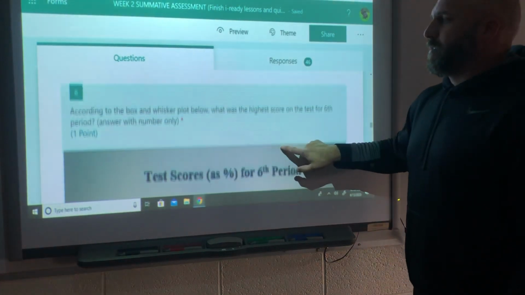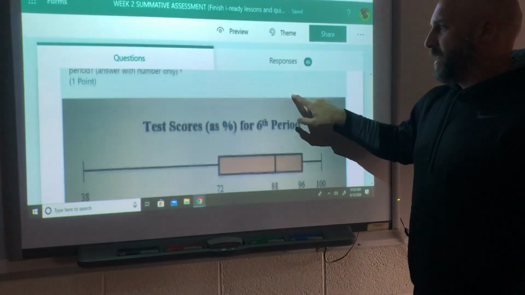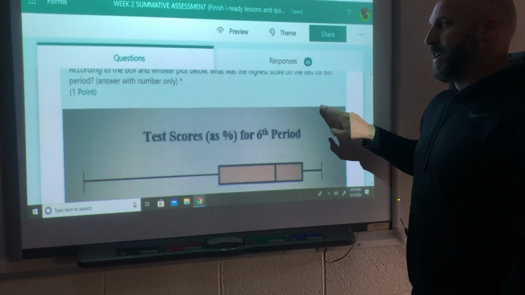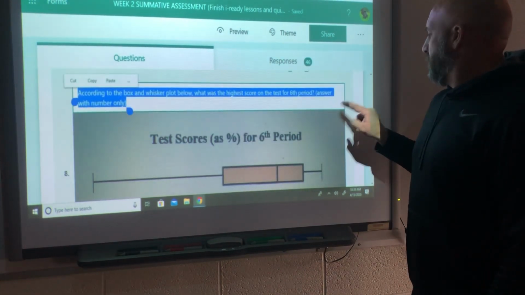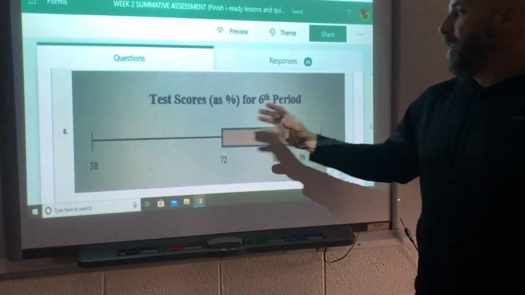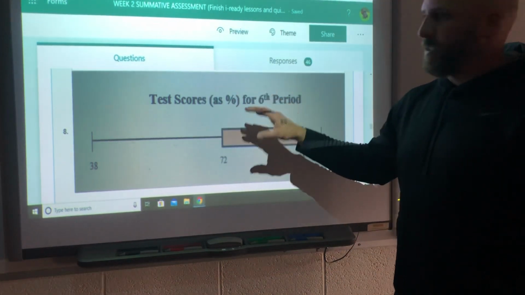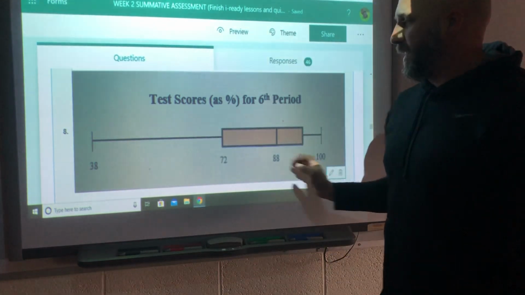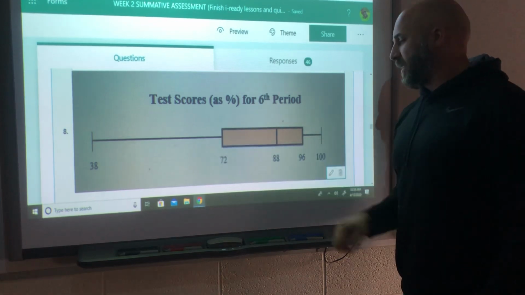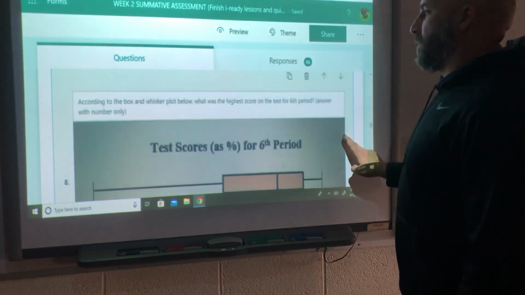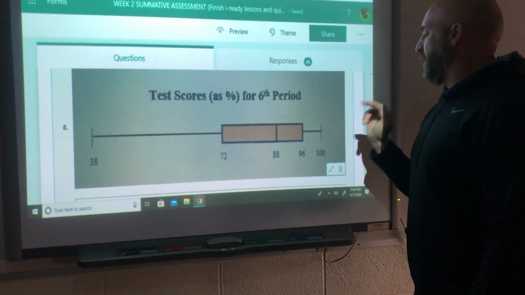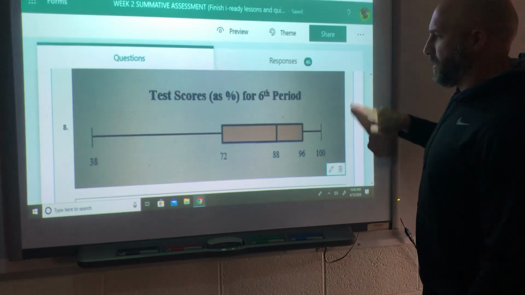All right, 8 through the end of the test deals with box and whisker plots. It says, according to the box and whisker plot below, what is the highest score on the test? Data points on the test go on a box and whisker plot. No matter how many students were in the class or how many pieces of data, you only put 5 pieces of data on there: the lowest, the highest, the median, and then the 2 quartiles. So the question was, what was the highest score on the test? Even though we don't know how many people scored a 100, there was at least one, so 100 is your answer there.